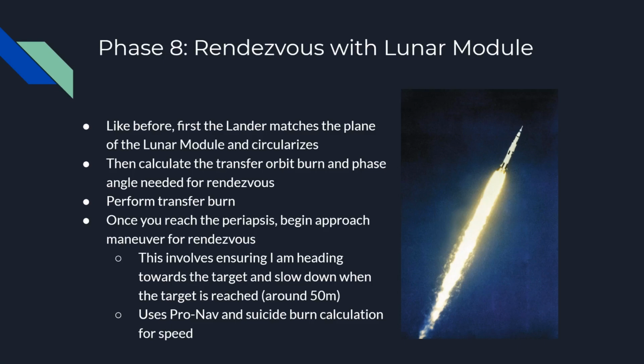After we perform those maneuver nodes, we're going to be using this last part, which is to do the rendezvous. The first thing that's going to happen is we're going to ensure that our relative velocity vector points towards the target. And second, after that logic is finished, we use ProNav and a suicide burn calculation to make sure that we get to the target, and to get there as quickly as possible. It's just to save time and also to get the two close enough that we can begin phase 9, which is the docking portion. I'll let you guys watch that, and I'll come back when we can begin phase 9.